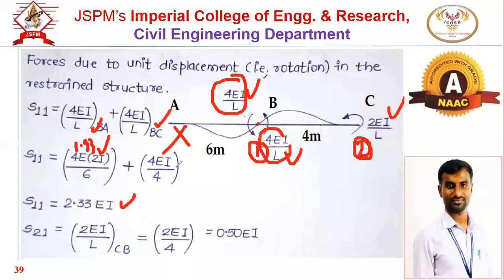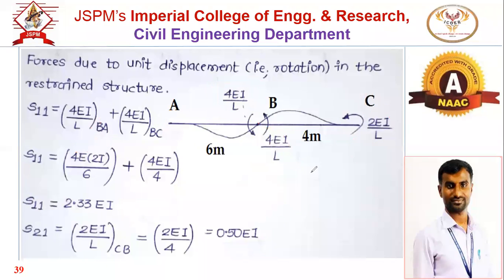That is S11, and S21 will be 2EI/L. And what is L? That will be 4 meters. So 2 by 4 is 0.5 EI. So we have got the first column elements as 2.33 EI and 0.5 EI. This is the first column when theta B is equal to 1.